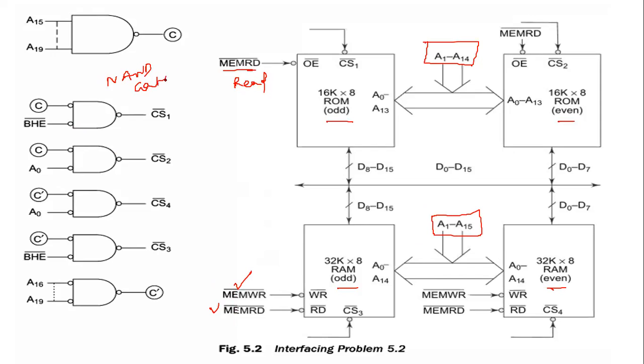NAND gates are used to select the chips. We have 4 chips: CS1 is one chip, then CS2, CS3, CS4. These are used to select the chips, the number of chips.